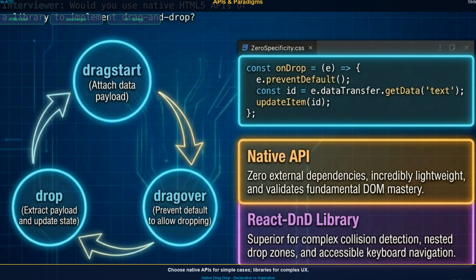But when the UX gets complex, collision detection between nested drop zones, multi-list reordering, touch support, and keyboard-accessible drag handles, reach for React DnD or dnd-kit.